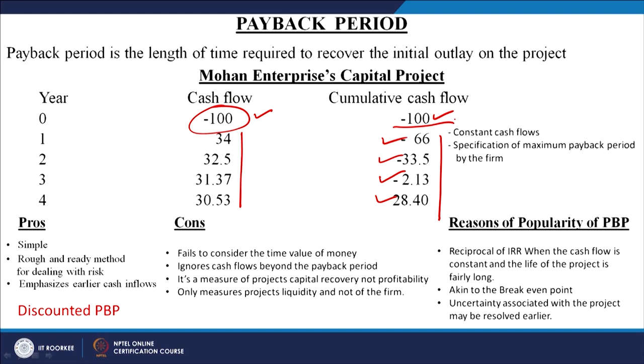But the major limitation here, as compared to the discounted criteria which we discussed earlier, the 3 methods, is that in this non-discounted criteria we do not discount these cash inflows. 100 is equal to 100, fine, but the remaining 4 cash flows have to be discounted against the time value of money.